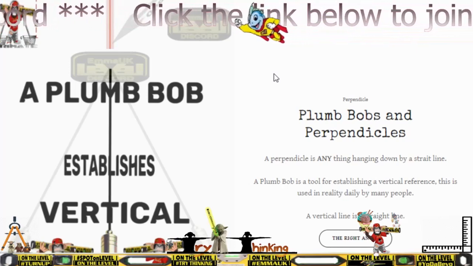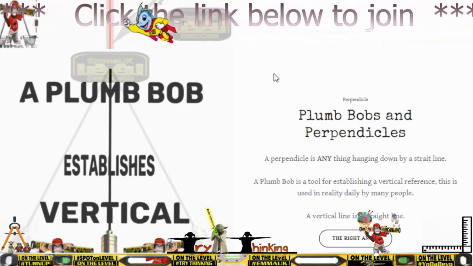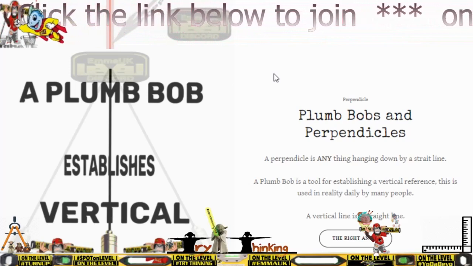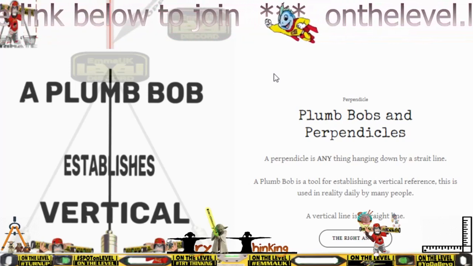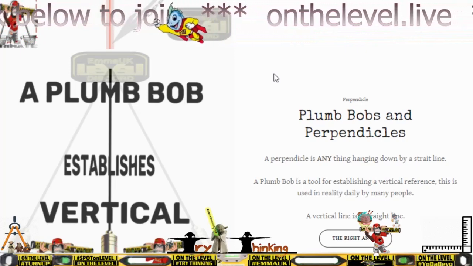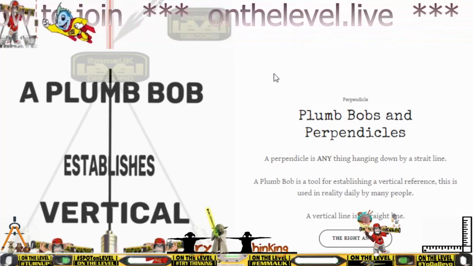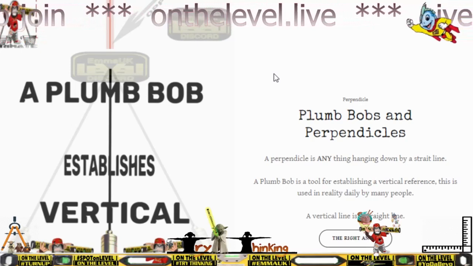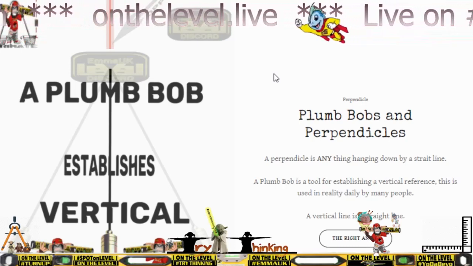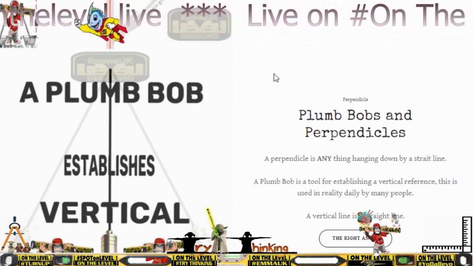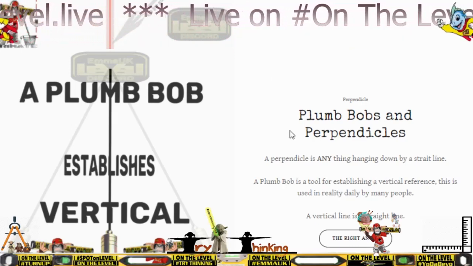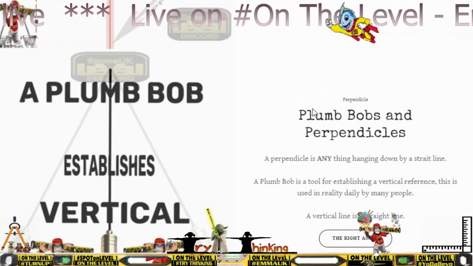So you're ready now for the next step. We come to reality now. We've been in geometry. We've been in reality the whole time. We've just been doing geometry, straight lines and perpendiculars. That's pure geometry. Now we're actually coming into reality. Plumb bob and perpendiculars, perpendicles, if you like.